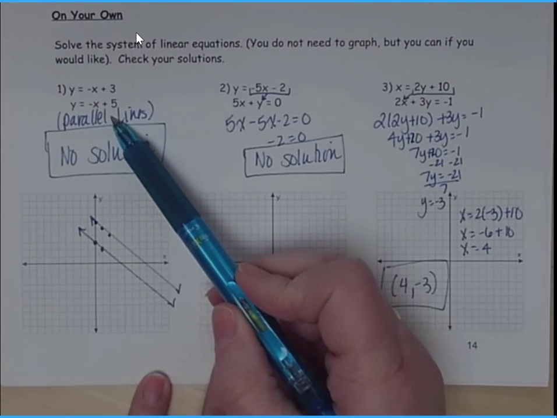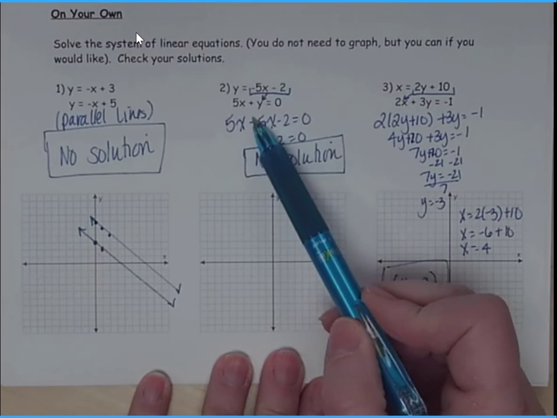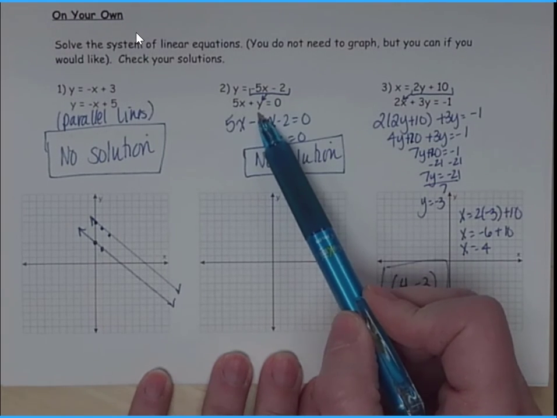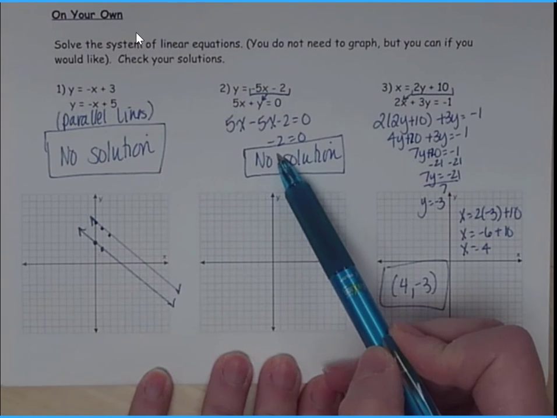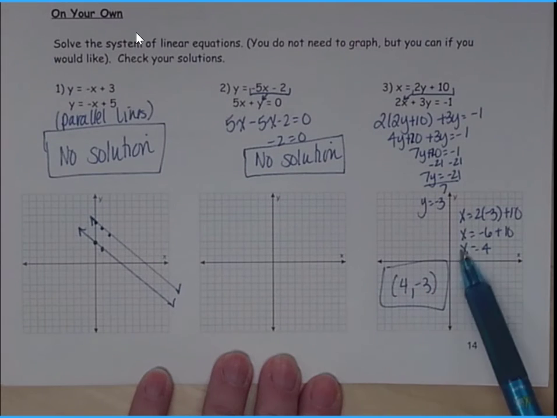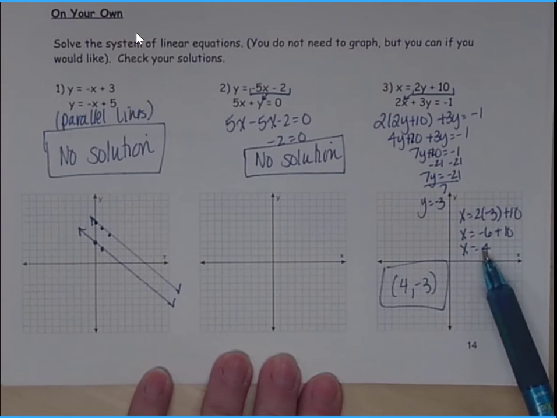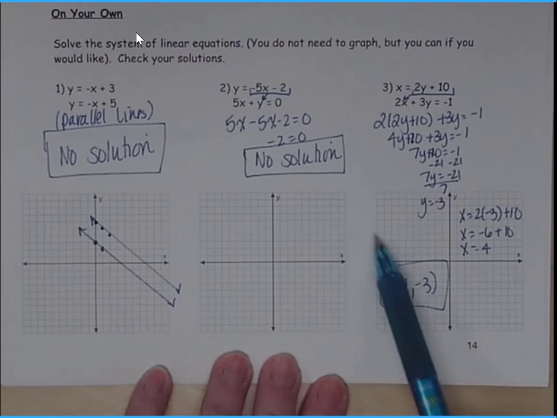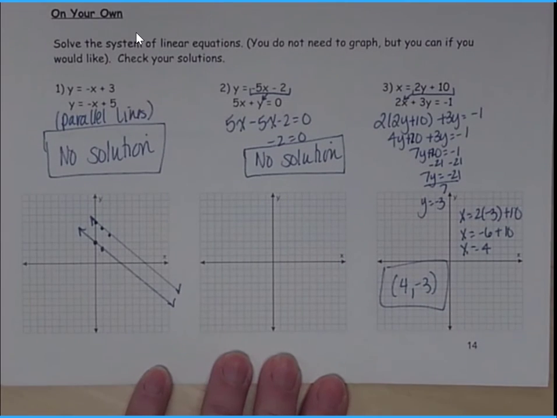So I have 2 parallel lines here. I also, in this case, replaced my variable, so I used substitution and ended up with no solution. When I used substitution here, I ended up with a y value and an x value, so my answer here is 4, 3. So the first 2 were no solution. Last one was a solution of 4, negative 3.